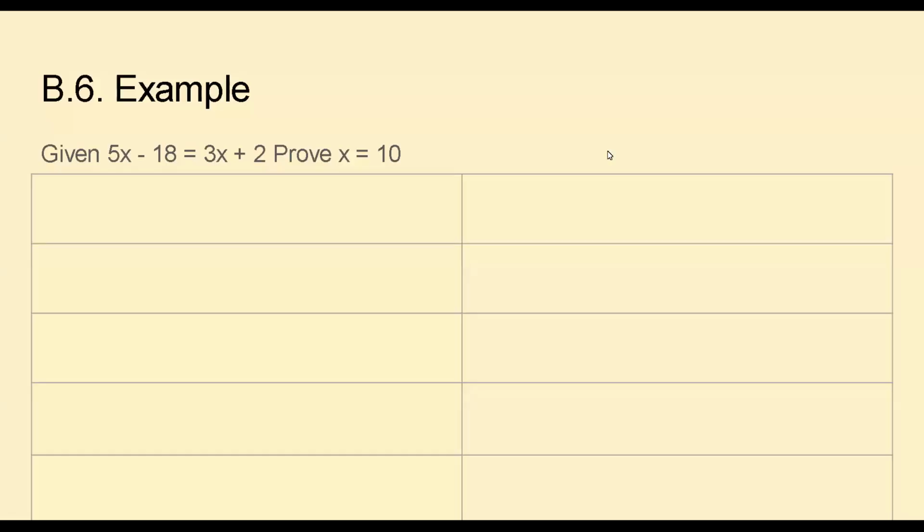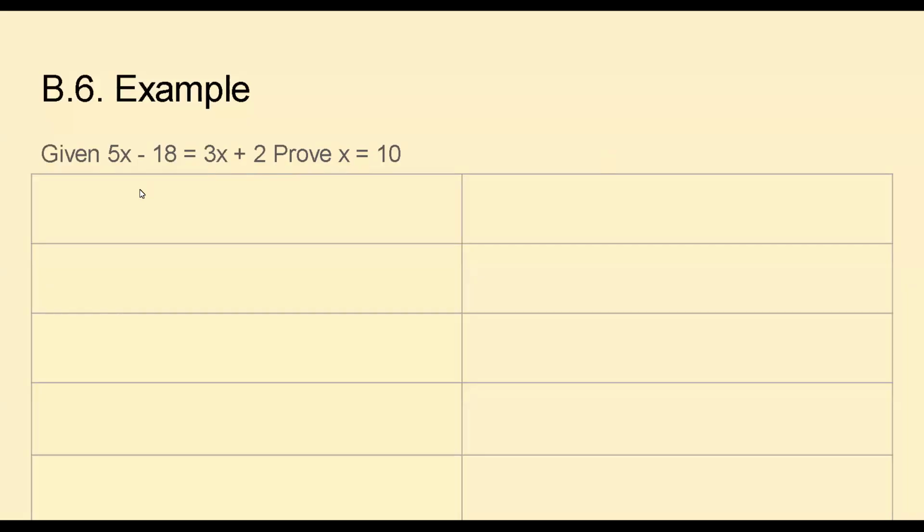All right, here's the rest of the lecture for today's lesson over proof structure. I'm going to go over this example again, but you may have already seen this in class. So for this first example, these are the type of proofs that you will need to do on the homework assignment. We are given that 5x minus 18 is equal to 3x plus 2, and we're asked to prove this.